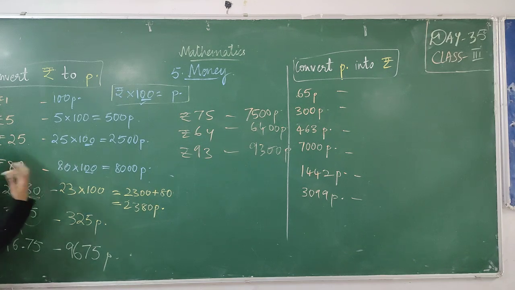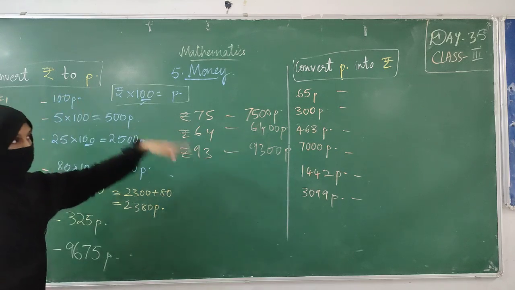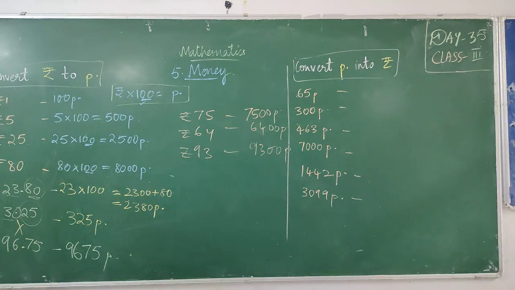Right side means ones place. Okay, ones, tens. This will not be the hundreds place. I am telling you for understanding. On the right side, which number is there? 5. Here there was a dot after 2 numbers. We were removing the dot to convert into paisa. But if you want to convert into rupees, you will add the dot.